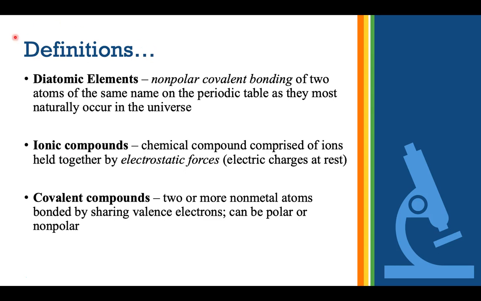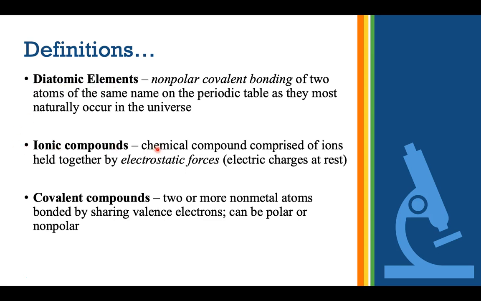Okay, we have some definitions to look at here. Diatomic elements. Okay, guys, we talked about that last time and we talked about it again this time. Nonpolar covalent bonding of two atoms of the same name on the periodic table as they most naturally occur in the universe. So remember, diatomic elements occur naturally in pairs. They occur in twos, okay? They occur in sets. So di means two, atomic, diatomic, two atoms. Two atoms, okay, diatomic elements.